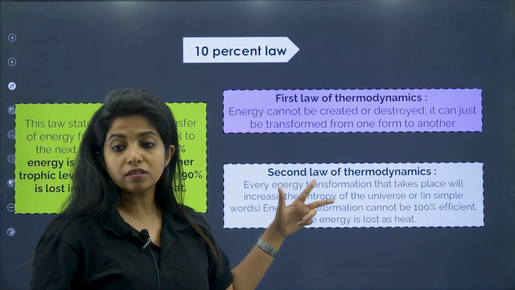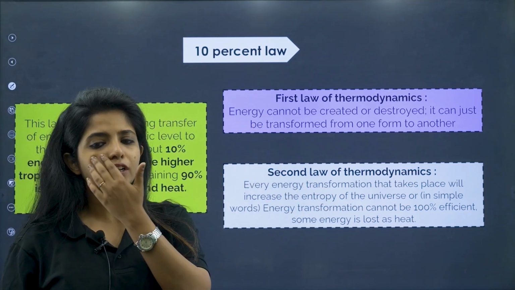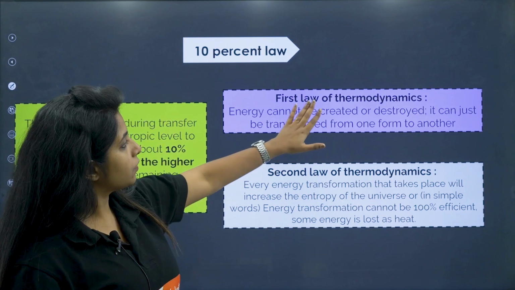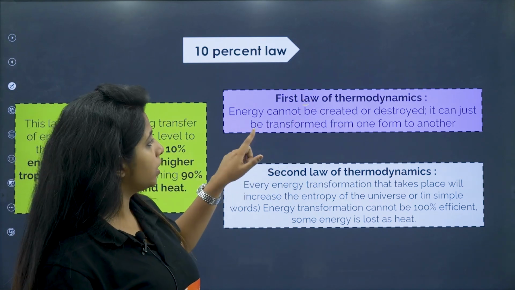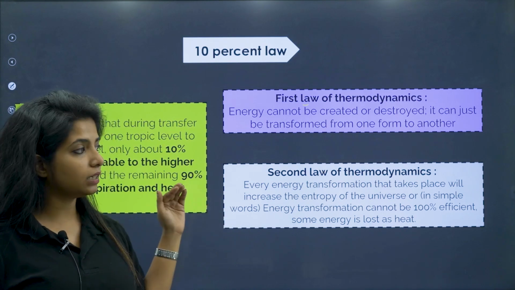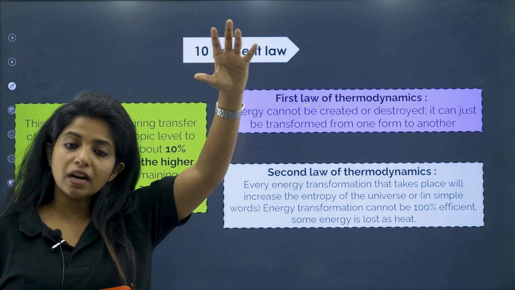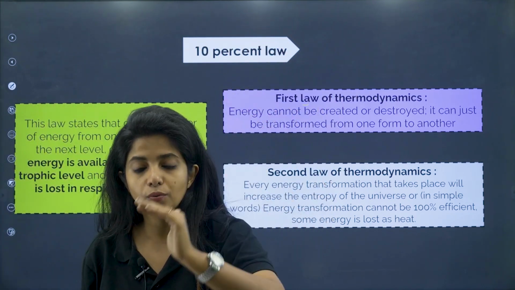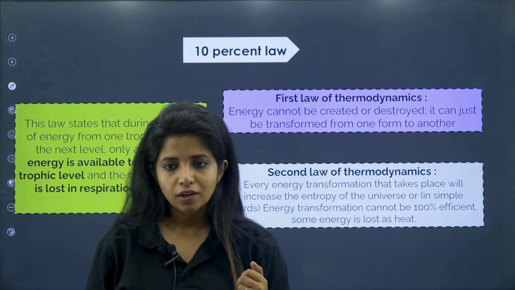There are two laws of thermodynamics which apply over here, which are not given in your NCERT, just for your understanding. The first law says that energy cannot be created or destroyed. It can only be transformed from one form to another. For example, the sun's light energy is converted to chemical energy in the case of plants.